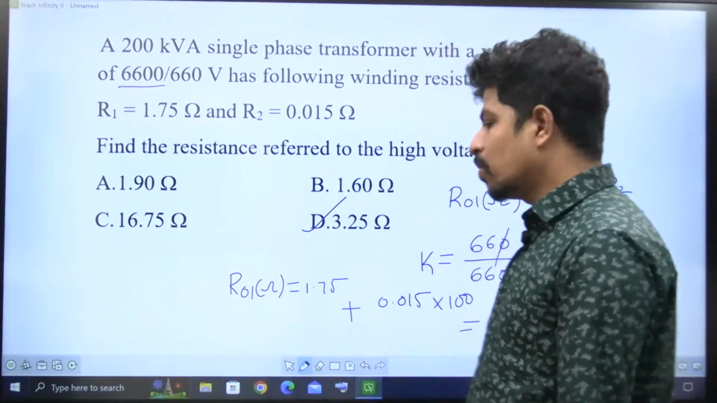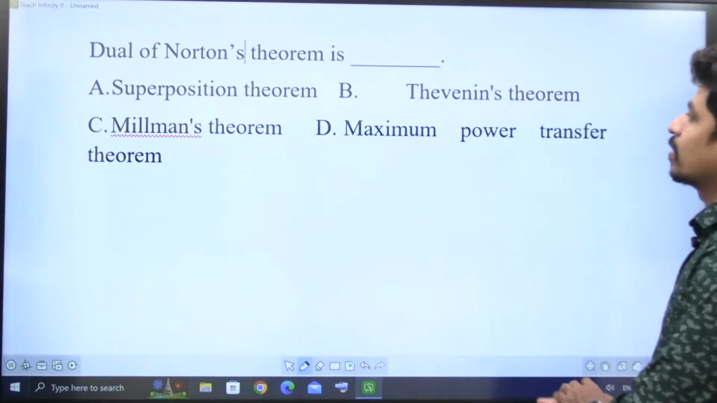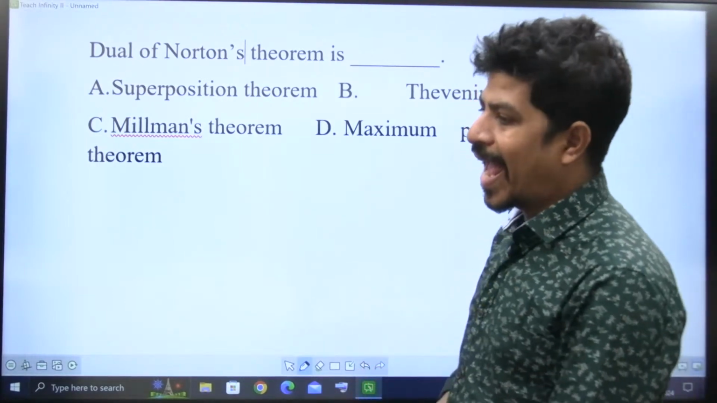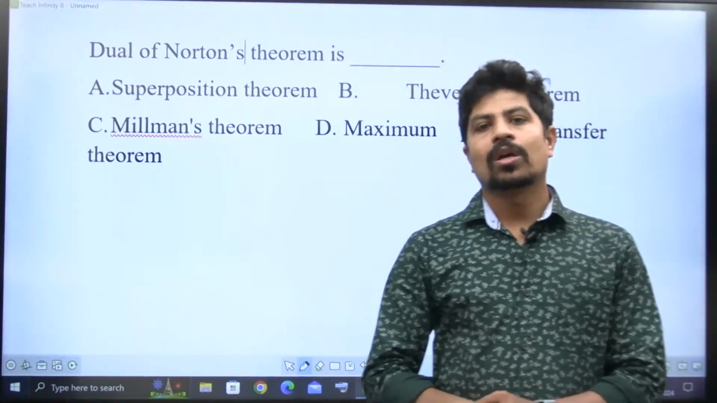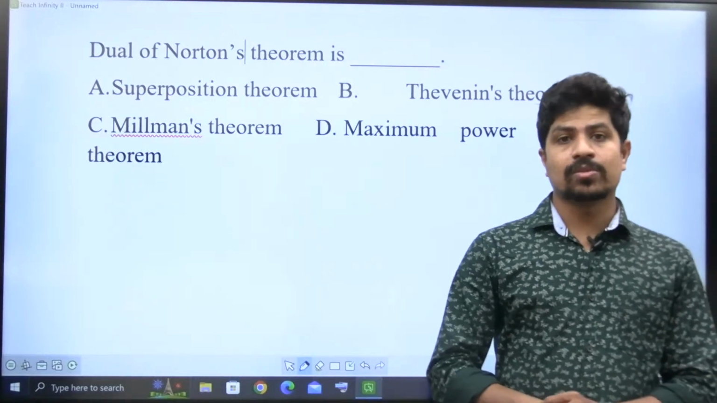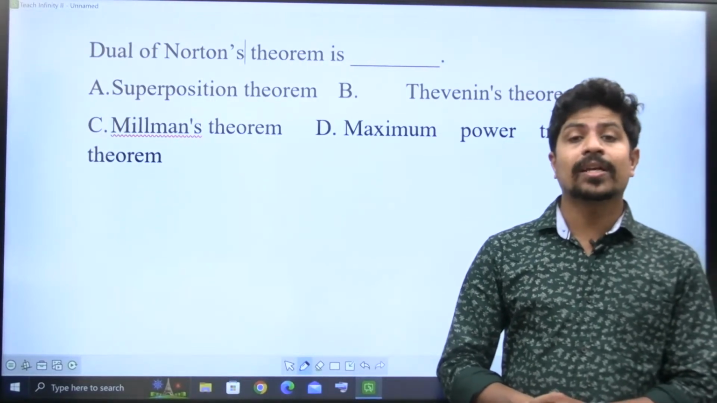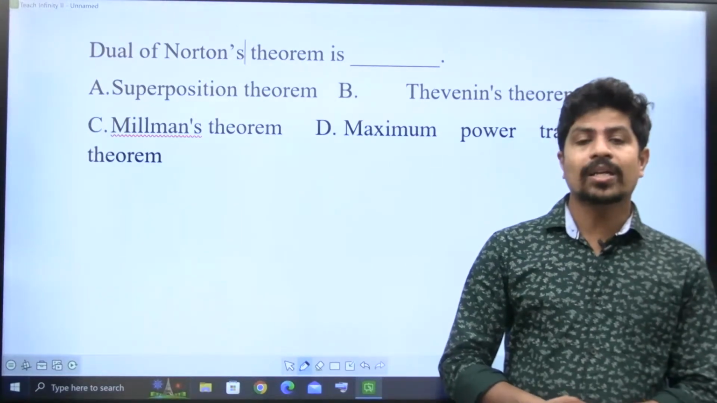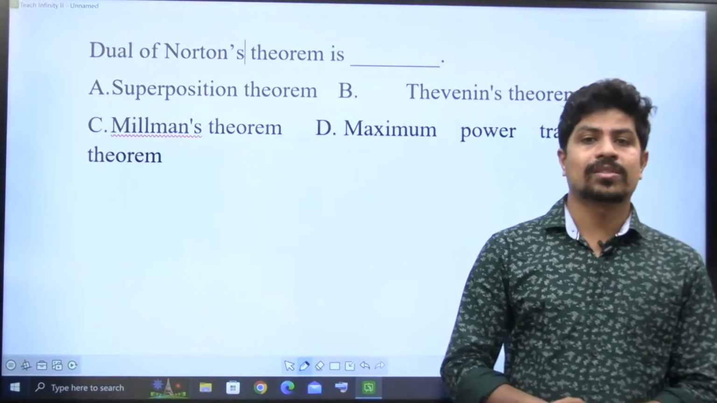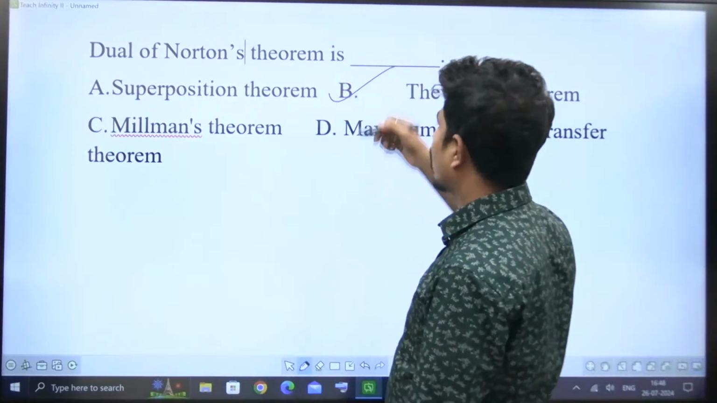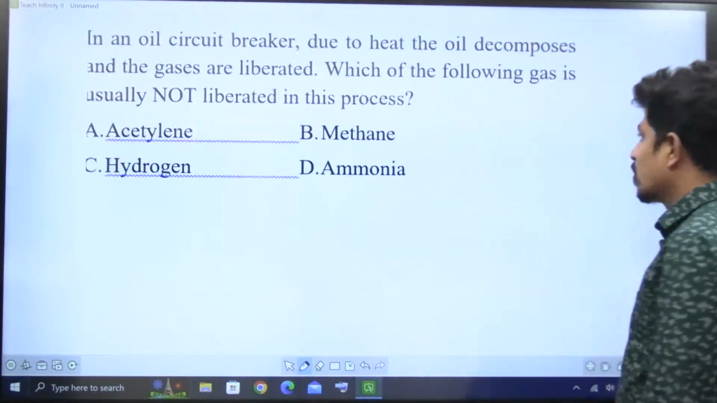See, all are simple questions only if you know the process. Dual of Norton's theorem is dash. Yes, as I told you, Thevenin's and Norton's both are duals. Voltage and current both are duals. Resistance and conductance are duals. Inductance and capacitance are duals. Right? KVL and KCL are duals. Clear? Thevenin's is dual of Norton's. This is a direct question from the concept of duality.